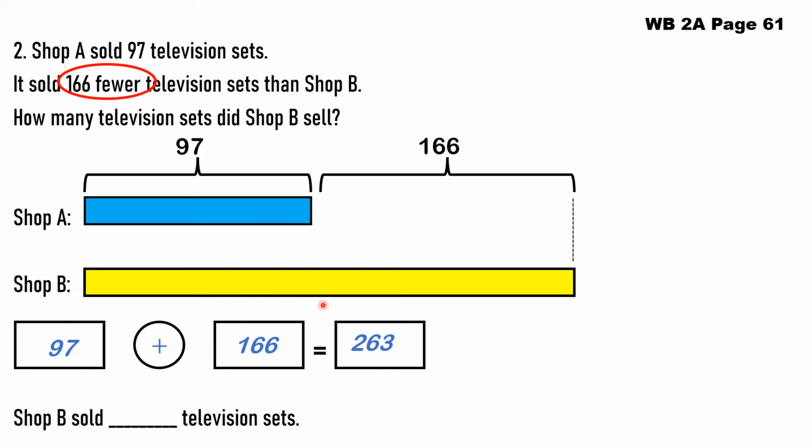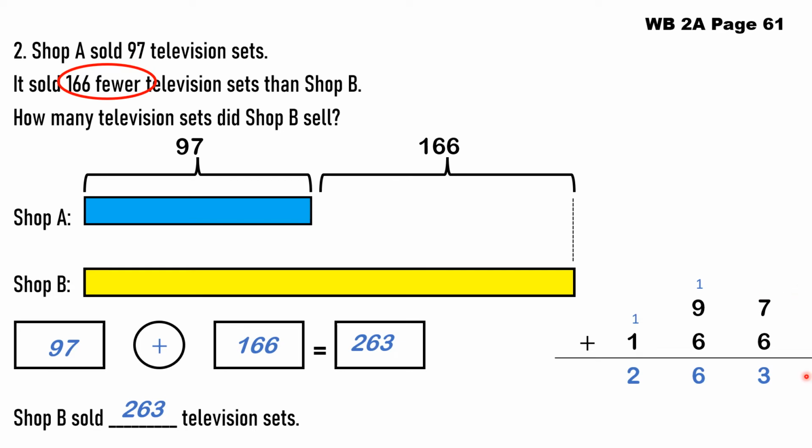So shop B sold more. Maknanya shop B sold 166 more television sets than shop A. So shop B sold 263 television sets. So you can write down your working where you add 97 plus 166, which you should get 263. Remember you always add starting from digits in the ones.